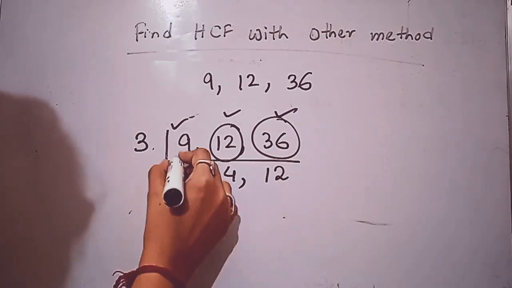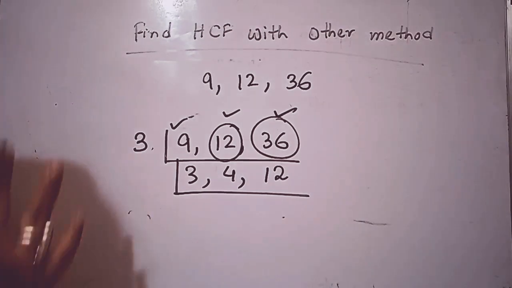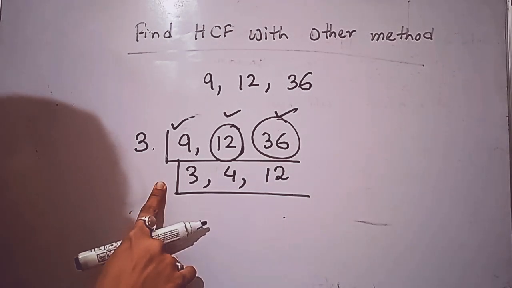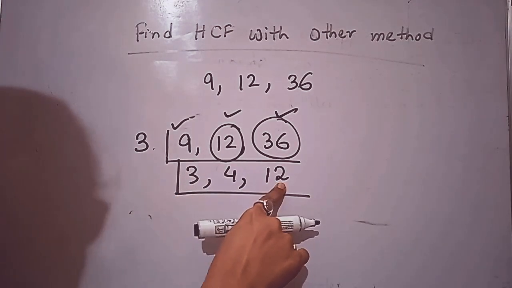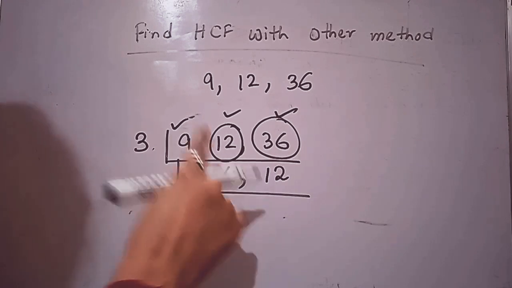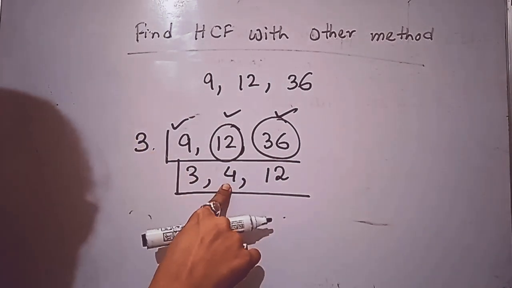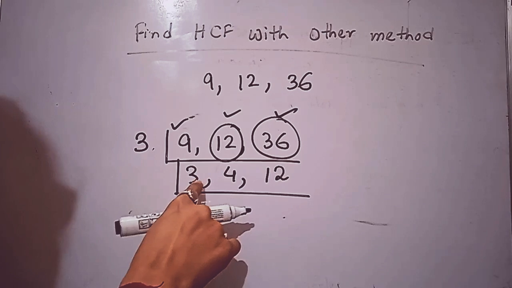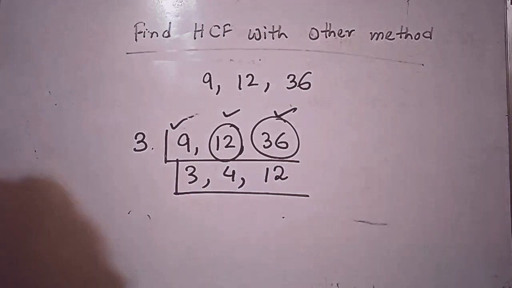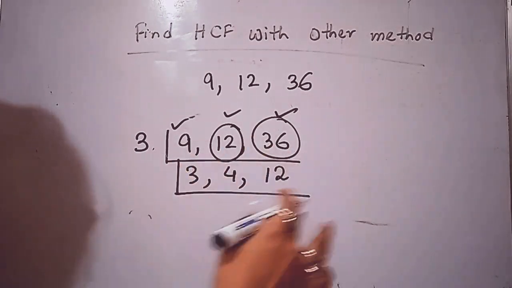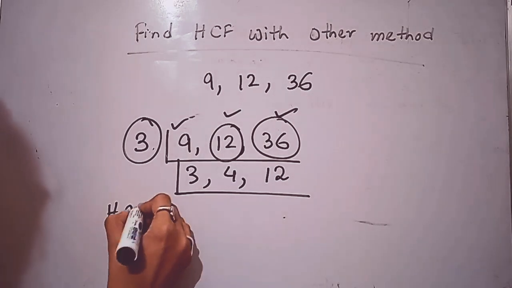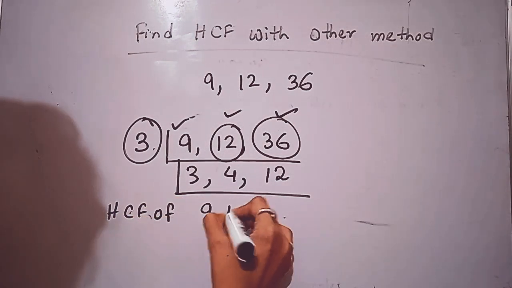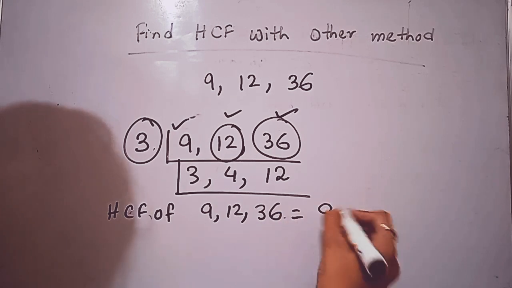Now in this process, if I want to divide it, I can divide it by 3. But if I divide by 3, 3 can divide 3, 3 can divide 12 also, but it cannot divide 4. Now if I take 4, 4 can divide 4, 4 can divide 12, but 4 cannot divide 3. So I cannot take any number to divide these three numbers. So my answer will be only 3. So the HCF of 9, 12 and 36 is only 3.